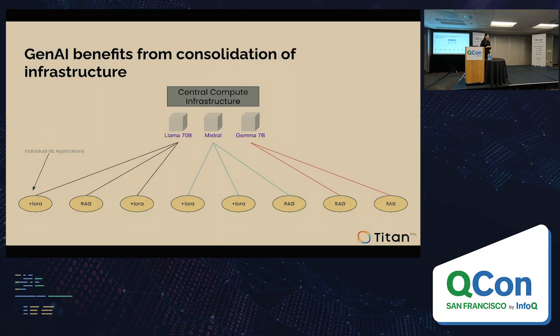This central consolidation of infrastructure, you can think of it as having an internal Bedrock or an internal OpenAI API or something like that. And individual ML teams can work from these APIs and then build applications on top of them using techniques like LoRA, which is a form of fine-tuning, or use things like RAG, where they're plugging into it in the same way they use the OpenAI API.